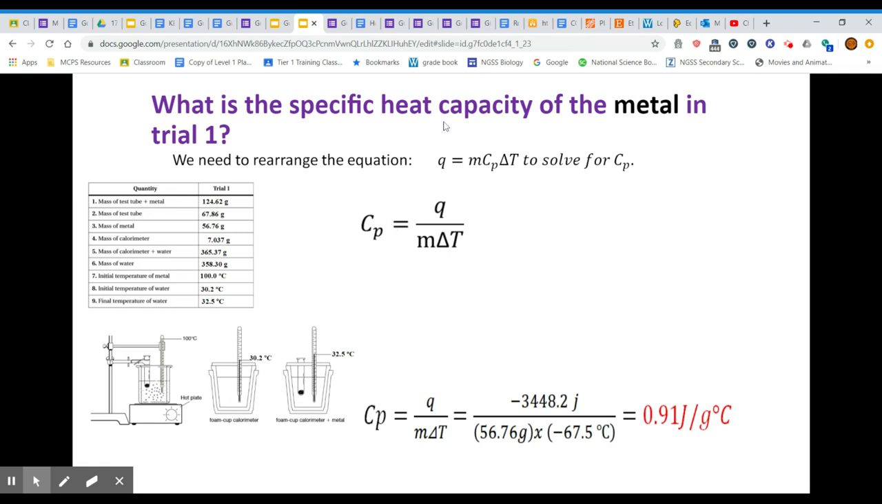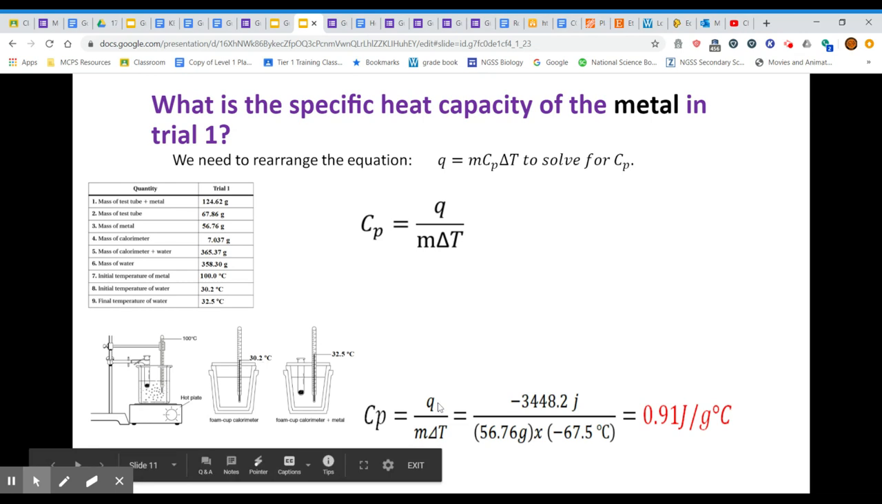Now we'll calculate the specific heat capacity of the metal in trial 1. Remember the equation that we learned in the first video, that Q is equal to mCp delta T, m being the mass, Cp is the specific heat, delta T is the change in temperature. We rearrange the equation to calculate the Cp. Cp is equal to Q over m delta T. We plug in the values for the metal.